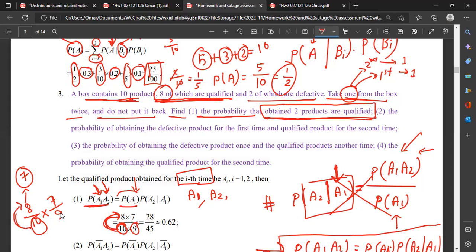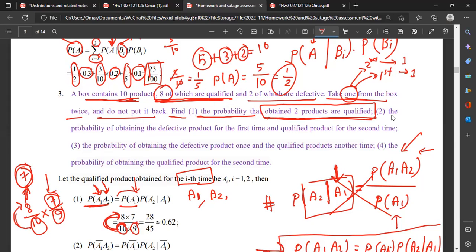And then the second time, as we should not put them back, we now get only 9 products. And as we have taken one product from the qualified part, we now have only 7 qualified products. And the second time, the probability will be 7 by 9.